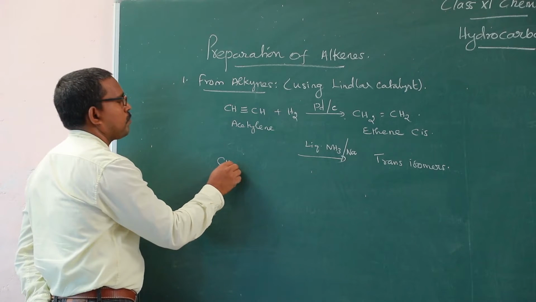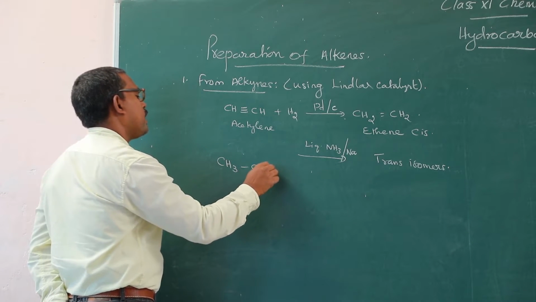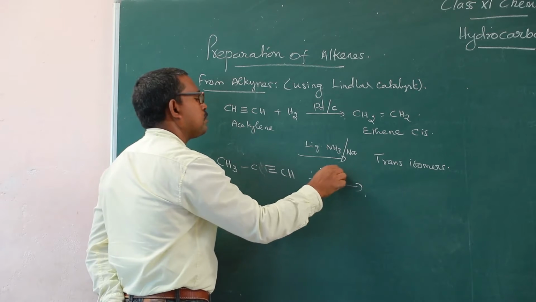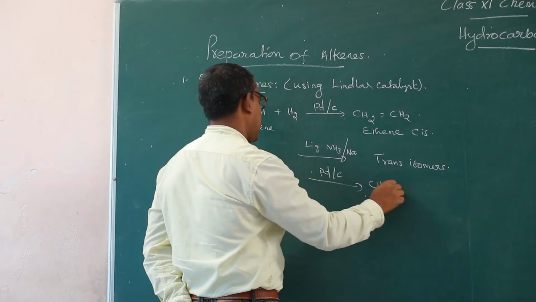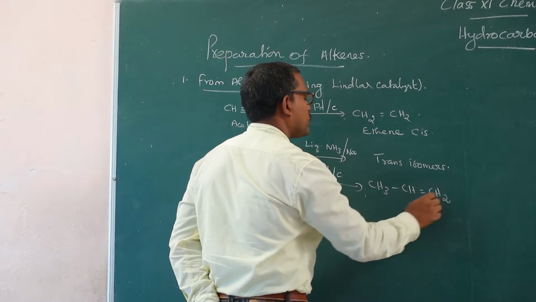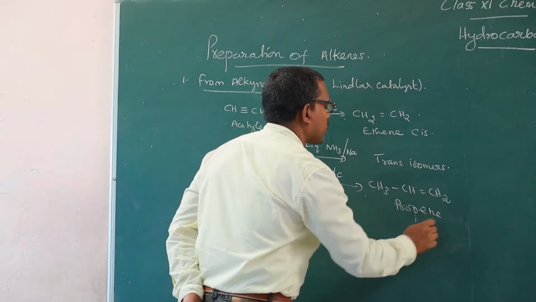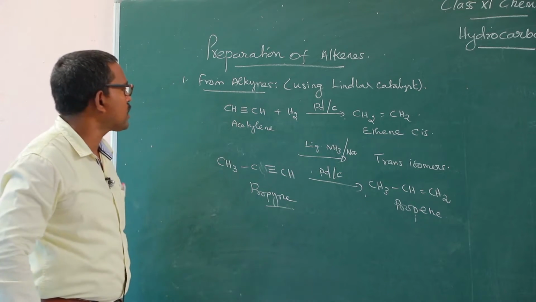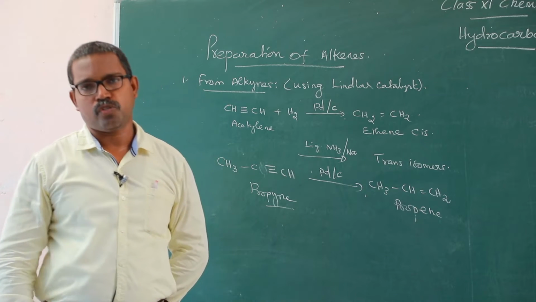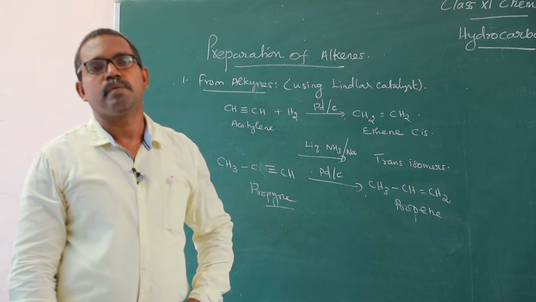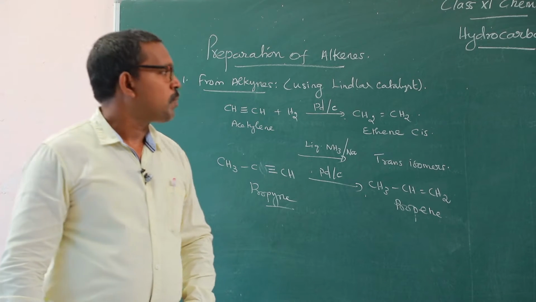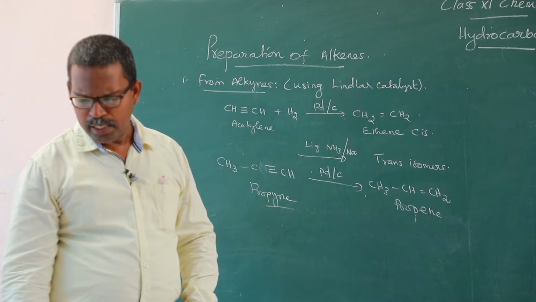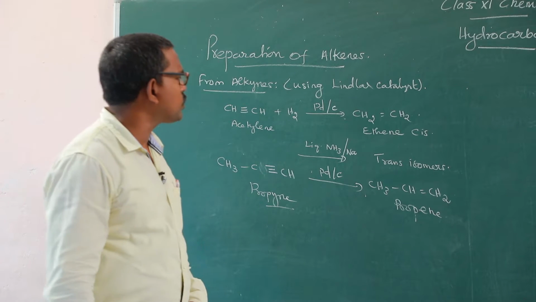Similarly, we are preparing propene from propyne, with palladium charcoal: CH3-CH=CH2, propene as a product, propyne to propene. So first, the hydrogenation process or addition of hydrogen, or simply say catalytic reduction. In this process, you must know the Lindlar catalyst. What is Lindlar catalyst?